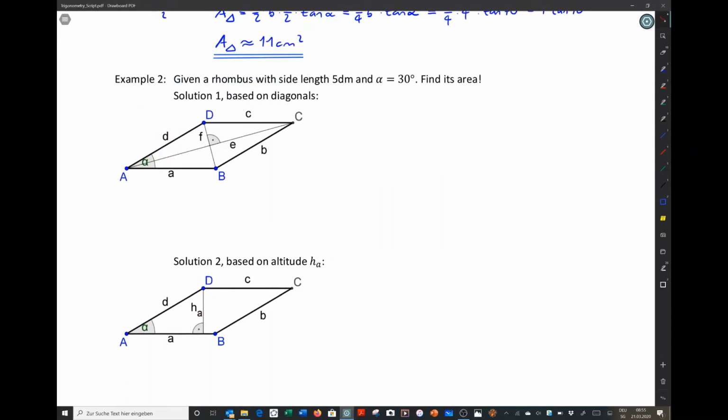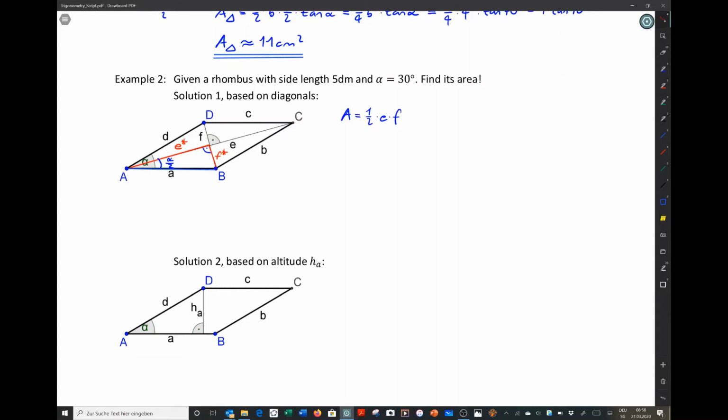In example 2, we're given a rhombus with side length 5 decimeters and an angle alpha of 30 degrees. The task is to find its area. In solution 1, we find the area based on the diagonals, so use trigonometry to find the diagonals. Try it on your own and stop the film now. And here comes my result.